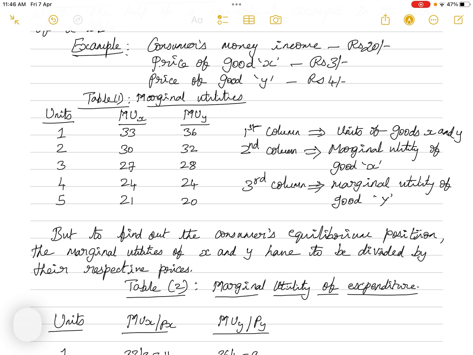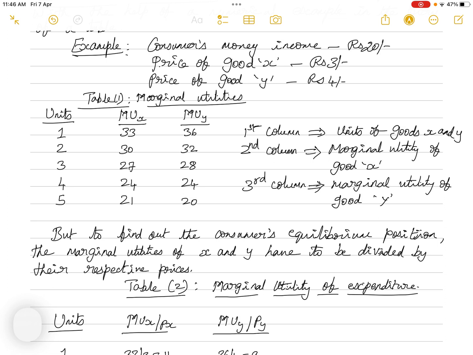So first let us take a hypothetical table based on the marginal utilities of commodity X and commodity Y. Okay, this is just a hypothetical example. So first column, what it is representing, units of commodity X and commodity Y. So second column, the marginal utility of commodity X, and the third column, marginal utility of commodity Y.